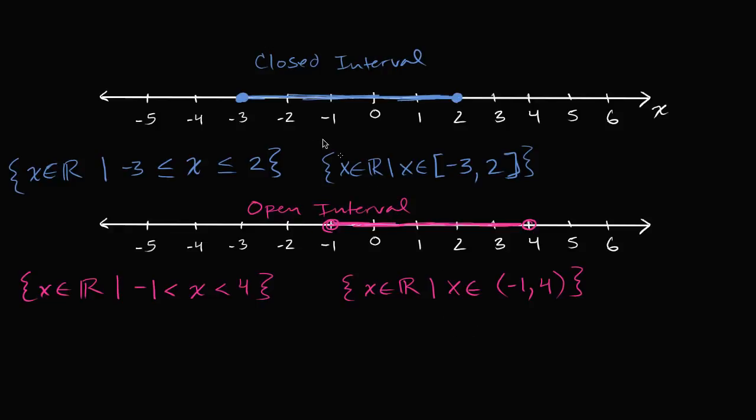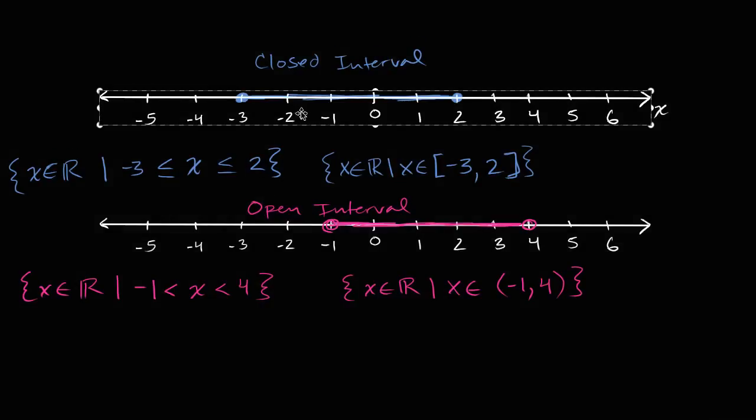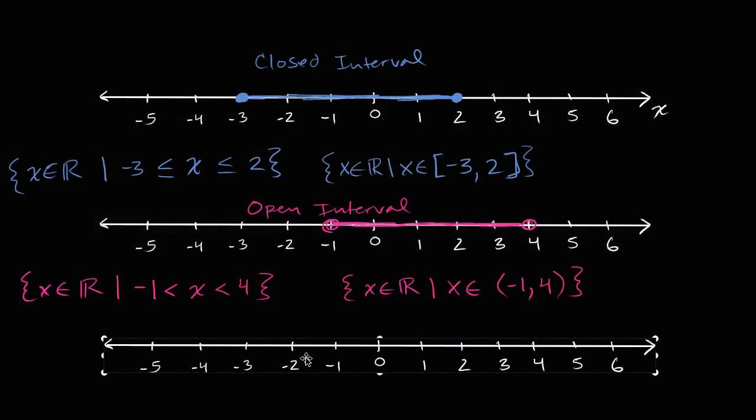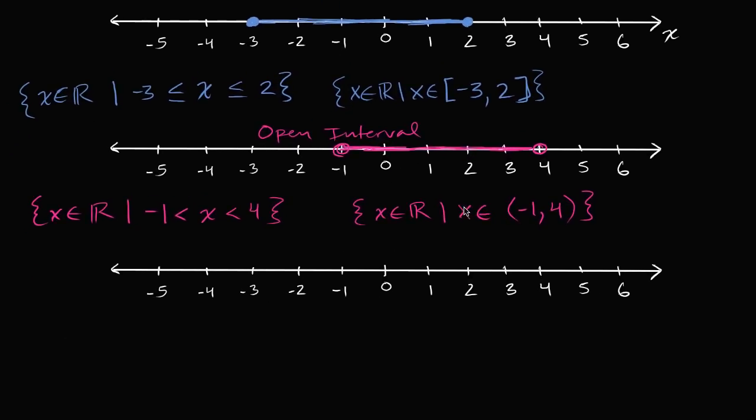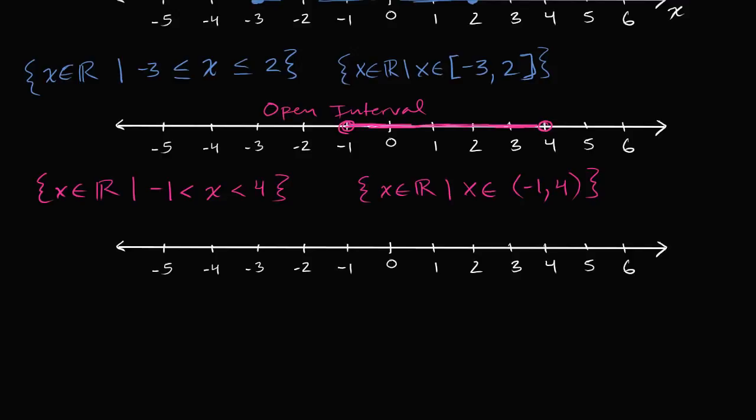Now you're probably wondering, okay, in this case, both endpoints were included. It's a closed interval. In this case, both endpoints were excluded. It's an open interval. Can you have things that have one endpoint included and one endpoint excluded? And the answer is absolutely. Let's see an example of that. So I'll get another number line here. Another number line. And actually let me do it the other way around. Let me write it first, and then I'll graph it.